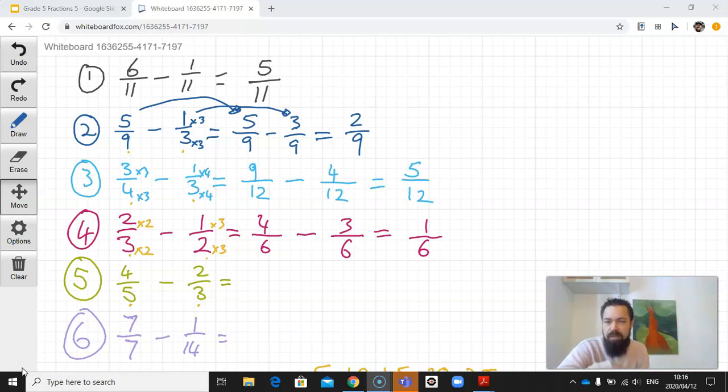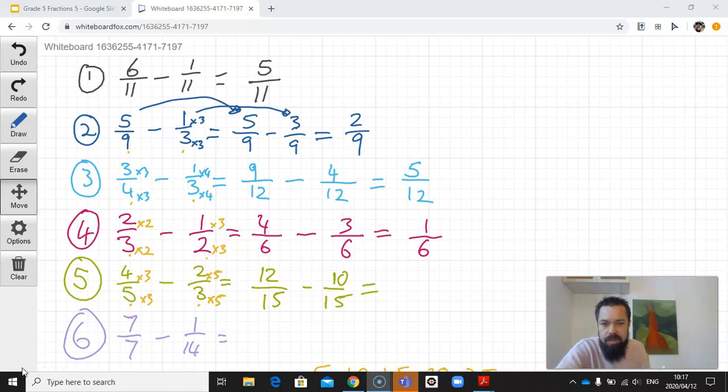To make a 5 into 15, I go 5, 10, 15, times 3. Same to the top. 4 times 3 is 12. 5 times 3 is 15. Let's have a look at my other one. To make a 3 into a 15, 3, 6, 9, 12, 15, times 5. Same to the top. 2 times 5 is 10. 3 times 5 is 15.